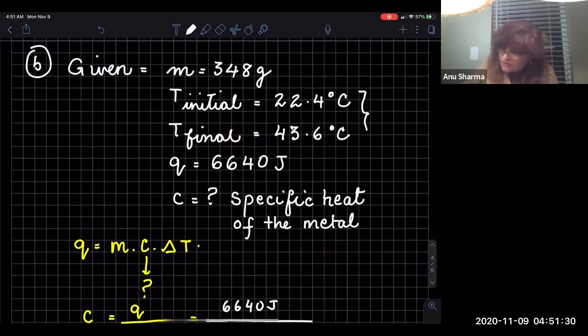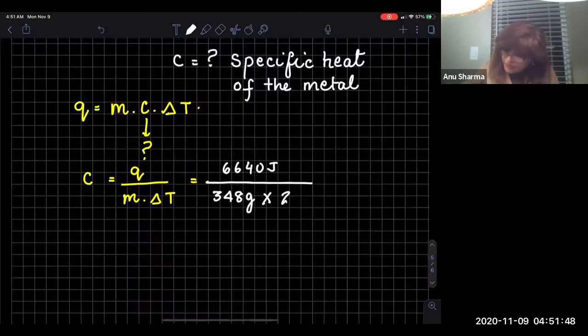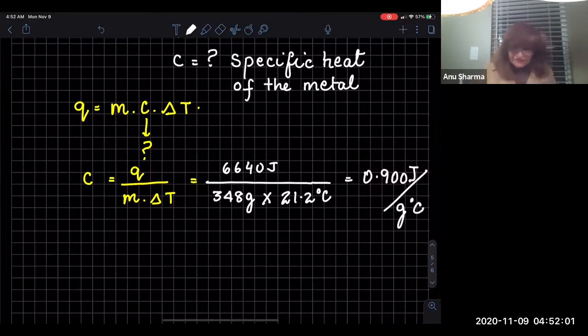So we need to do this: 43.6 degrees Celsius minus 22.4 degrees Celsius. And what do you get here? You're going to get 21.2 degrees Celsius. So that's the number you're going to bring here, 21.2 degrees Celsius. After doing this, we get 0.900 joules per gram degree Celsius. Okay, so this is the specific heat capacity of this substance.